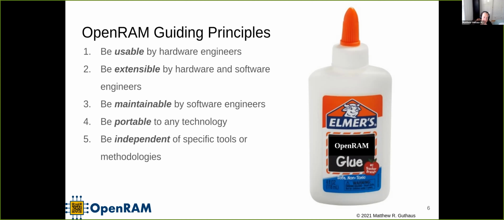And then the last thing is being independent of any particular tools or methodologies. We want to be able to work with commercial tools and with open source tools. We know that companies do rely on commercial tools for their designs, and so we want them to be able to use OpenRAM. But we also want to support the open source flows, so that anyone can download stuff and use it right away. And I think this gives us flexibility for both parties in that regard.